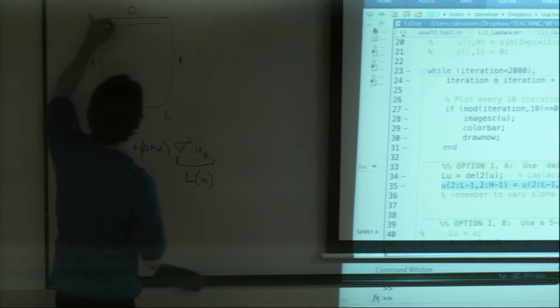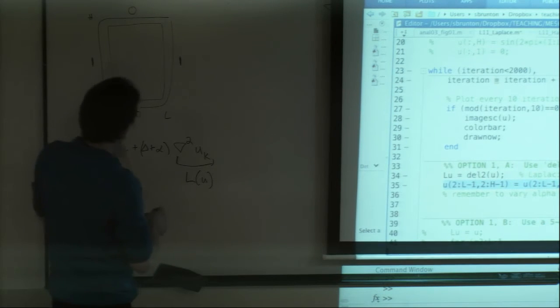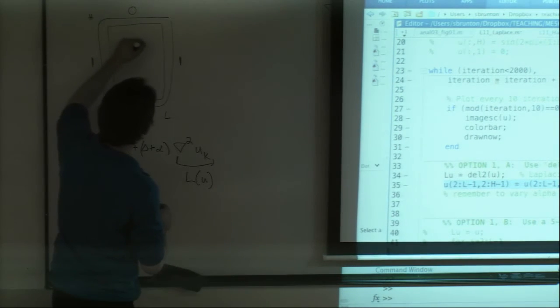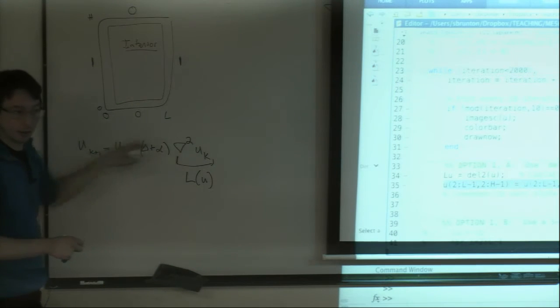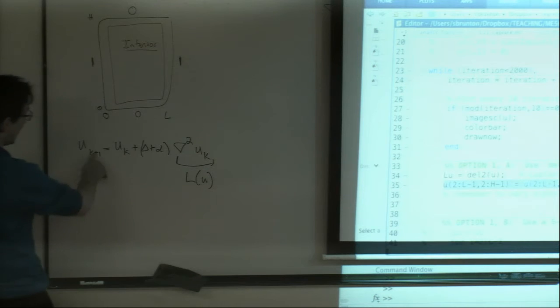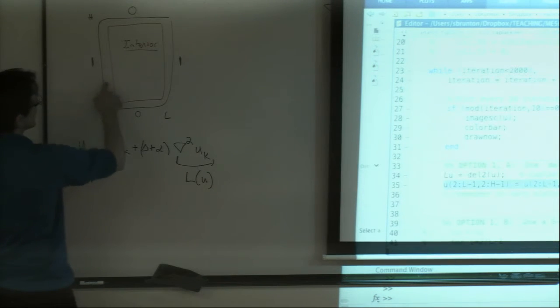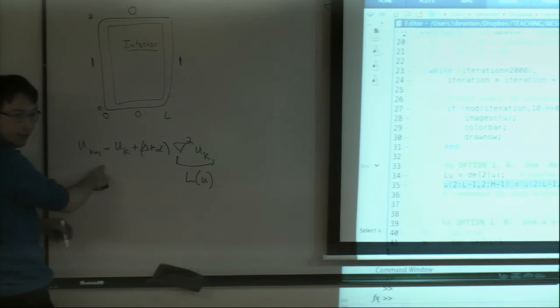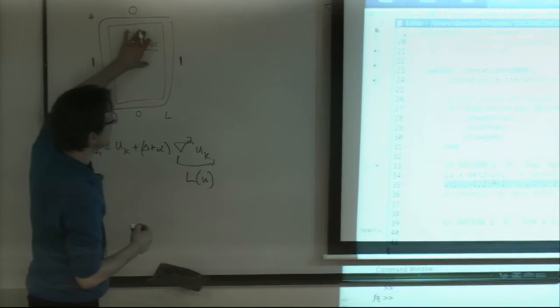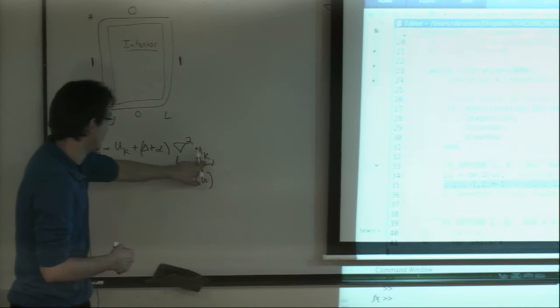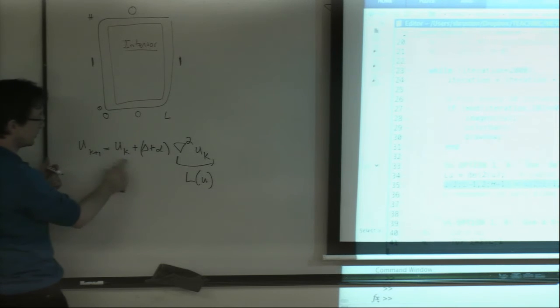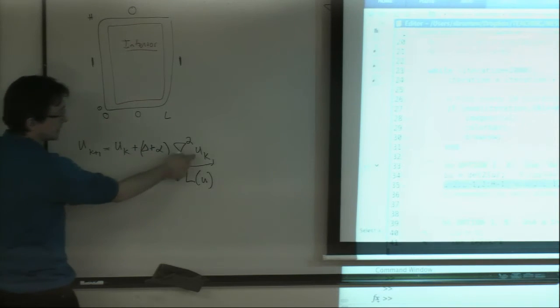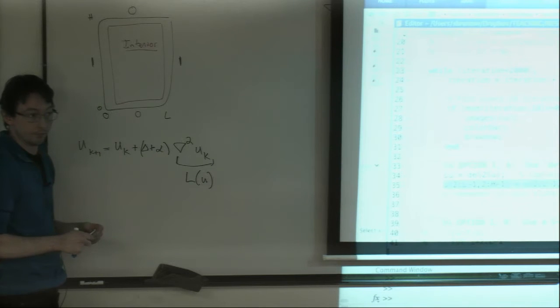So I take all of my interior points and I iterate them forward using this formula. I know that my boundary conditions aren't changing, so I don't need to change them in time. I'm fixing them. And so all of the interior points, once I've computed this Laplacian, I update them with this formula. Does that make sense? I take my old solution plus some constant times the Laplacian of u.